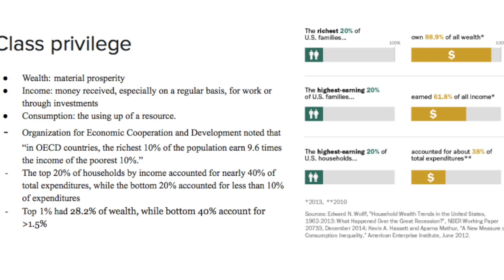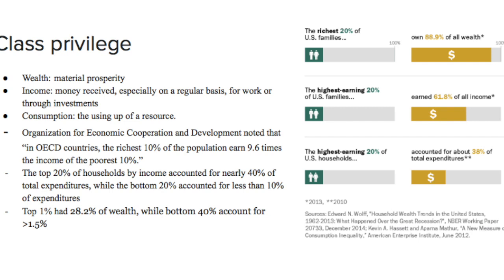For example, a study found that the richest 10% of the population earn 9.6 times the income of the poorest 10%. Yet the top 20% of households by income accounted for nearly 40% of total expenditures, while the bottom 20% accounted for less than 10% of expenditures. This shows inequality because even though the top percenters are making so much more, the bottom 10 to 20% still account for a big amount of the consumption, leaving them with less leftover money after taxes, necessities, healthcare expenditures, etc.